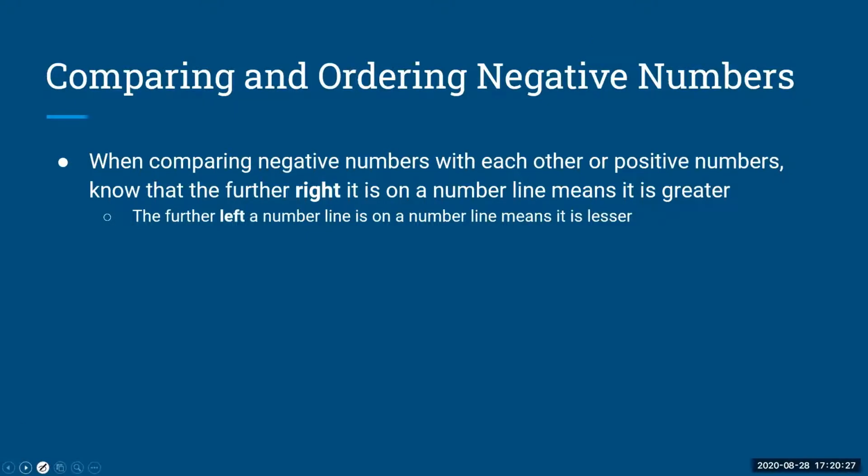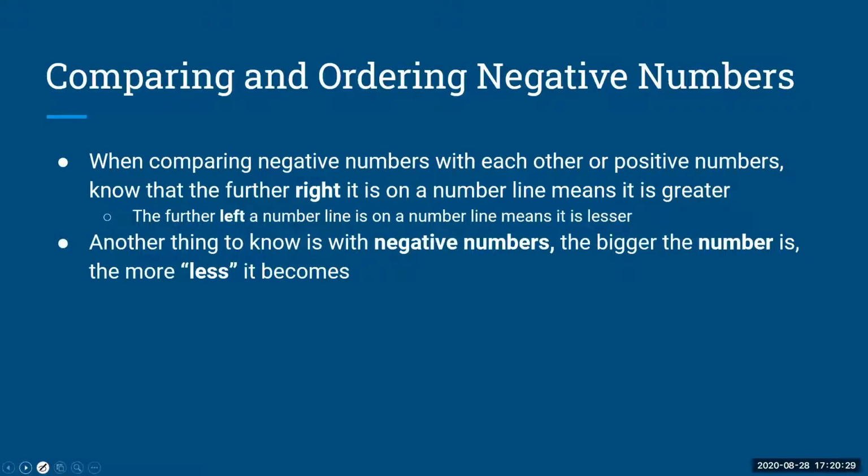Another thing to know with negative numbers: the bigger the magnitude of the negative number, the lesser it is. So -12 is less than -3. You should know that. What does lesser mean? Just less, smaller.